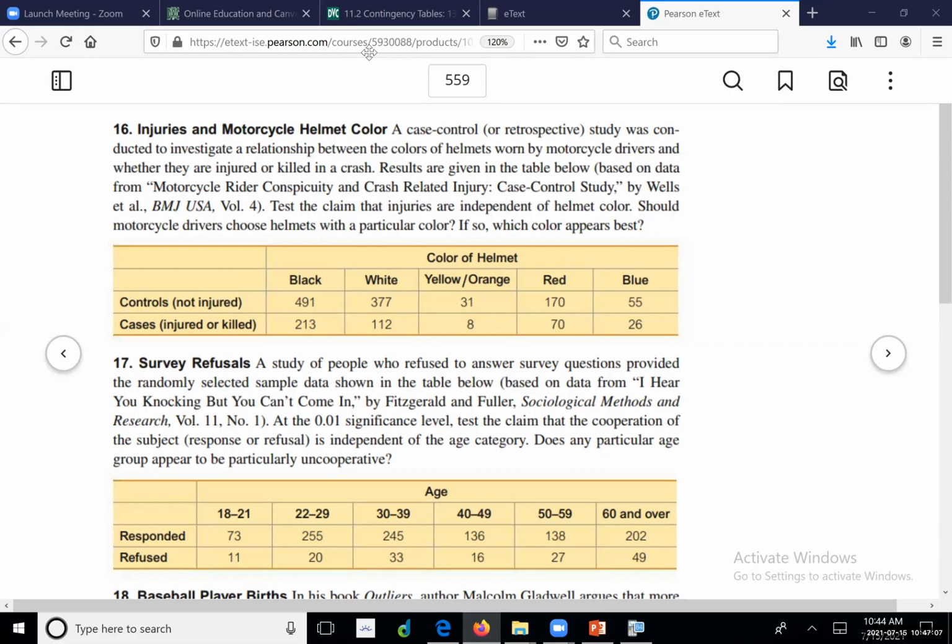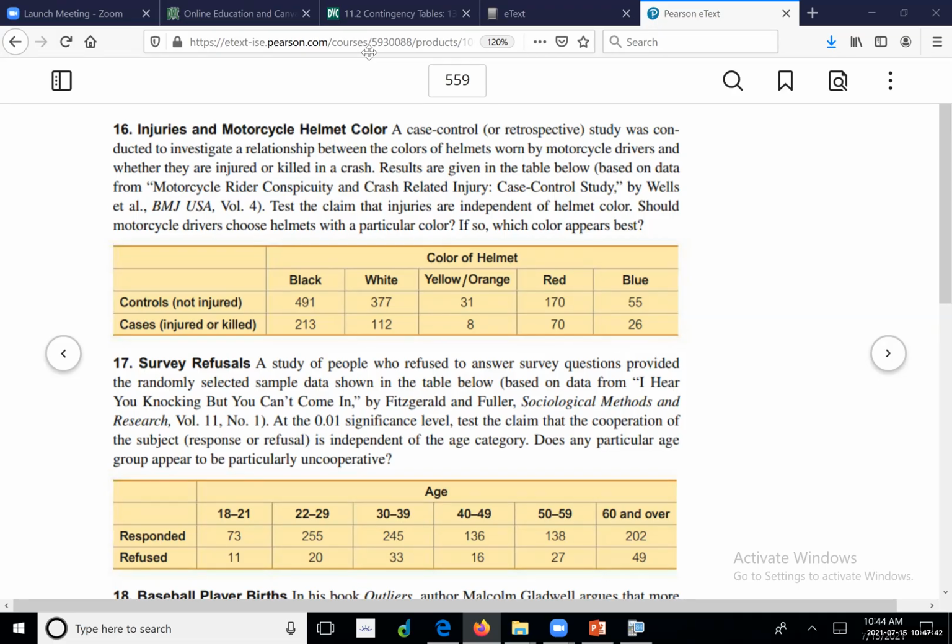Injuries in motorcycle helmet color. A case control or retrospective study was conducted to investigate a relationship between the colors of helmets worn by motorcycle drivers and whether they are injured or killed in a crash. Results are given in the table below, based on data from the motorcycle rider conspicuity and crash-related injury case control study by Wells et al. Test the claim that injuries are independent of helmet color. Should motorcycle drivers choose helmets with a particular color? If so, which color appears best?